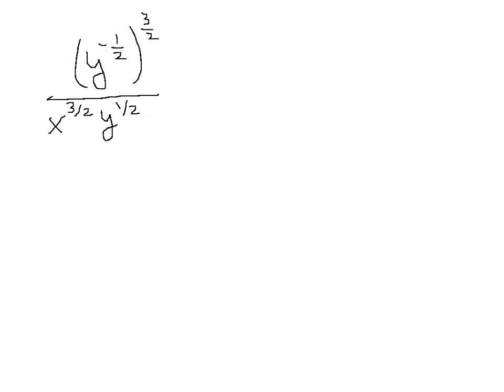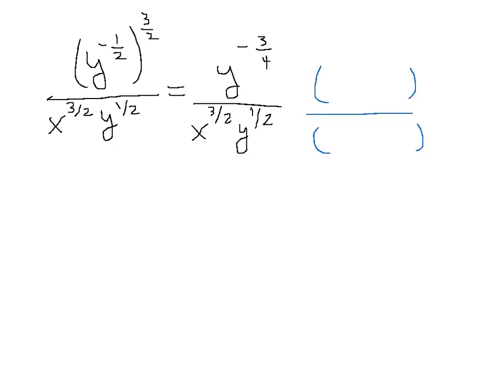Alright, so here we are with rational exponents up the wazoo, and we've got to figure out what to do. First of all, let's multiply the exponents in the top, and we get y to the minus 3/4 over x to the 3/2 y to the 1/2. So now we've got to think about what it is we're going to multiply top and bottom by to get rid of radicals in the bottom. Okay, so think about that and let's see if we agree.